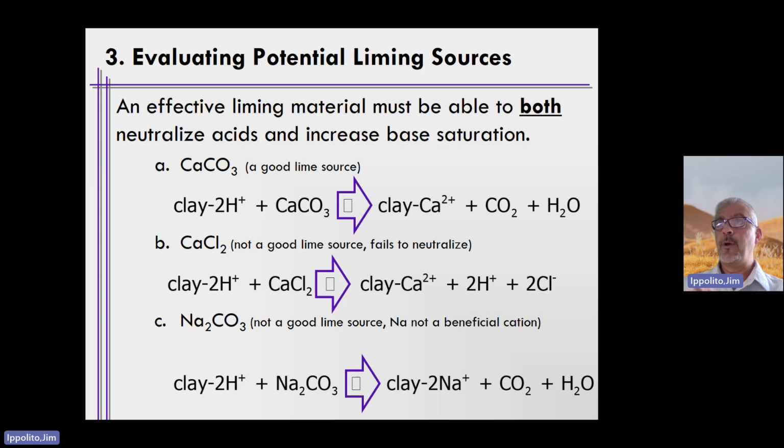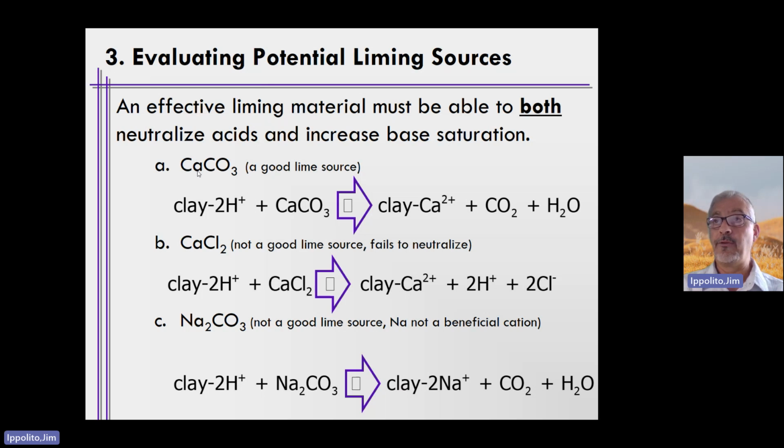So how do we evaluate different liming materials, and are they good for removing hydrogen, aluminum, and iron from the cation exchange sites, replacing those cations with basic cations, in this case calcium and magnesium? So how do we evaluate this? Let me show you three examples. The first example is calcium carbonate.